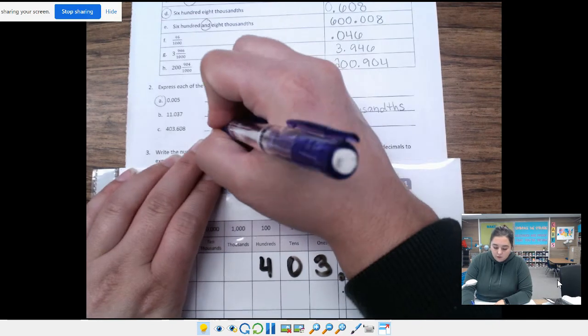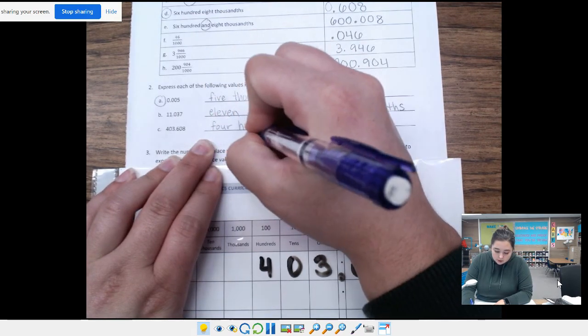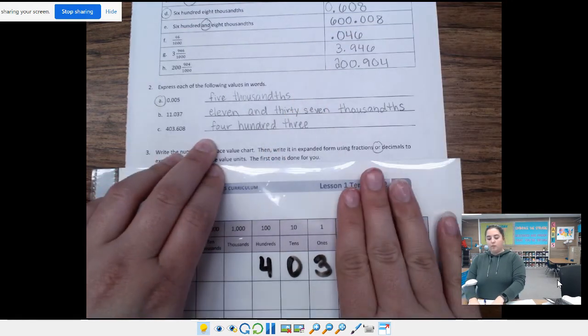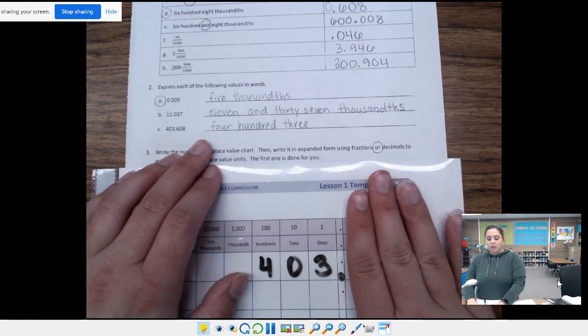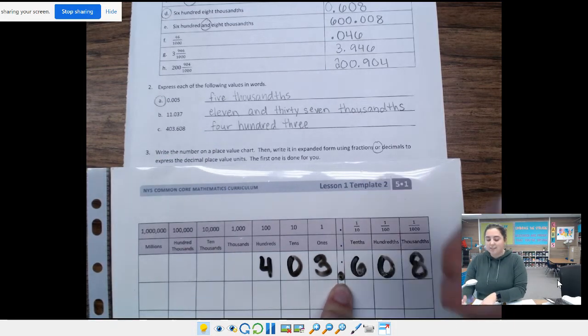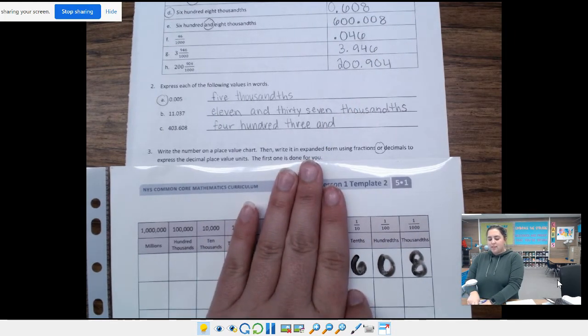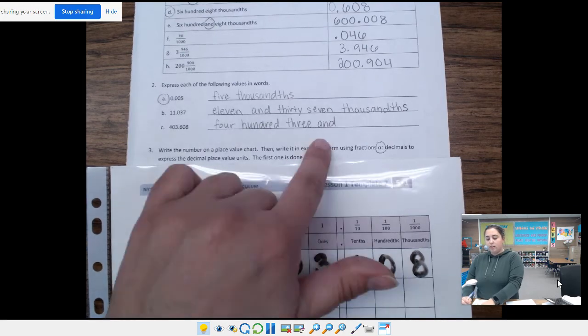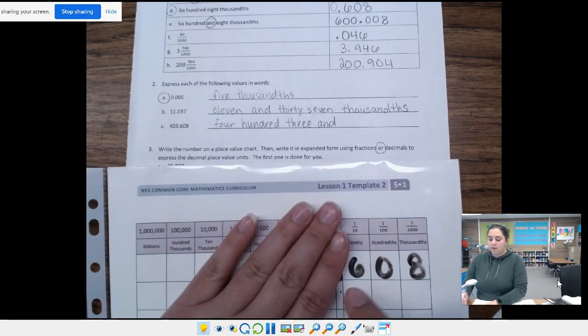This is 403. What's the math word for our decimal? "And." Now, what number is this that comes after my decimal? 608. How would you say that? This is 608, not 608 and. We already used "and." "And" is only for the decimal. Cross it out if you wrote it.